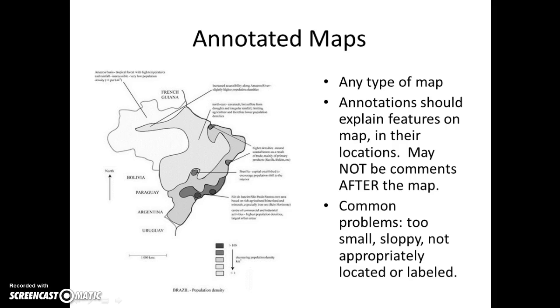A common form of map in the IB curriculum is an annotated map. This takes a basic map of any kind and adds information to it through annotations. Annotations should explain the key features on the map, and the way you do an annotation is to take the point that's relevant, draw a line outside the map, and then write the information. It's very common that annotated maps become too small, they're hard to read, or they're not appropriately labeled. You want to make sure that your maps are clear.